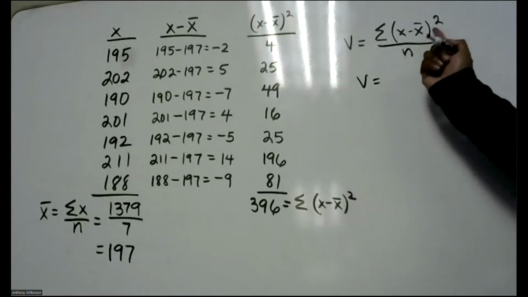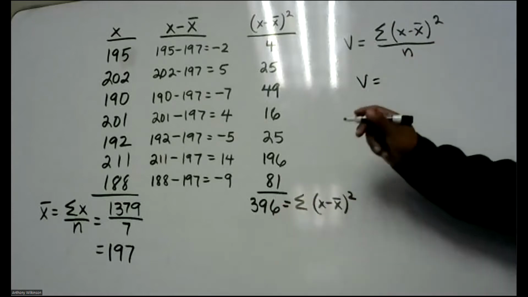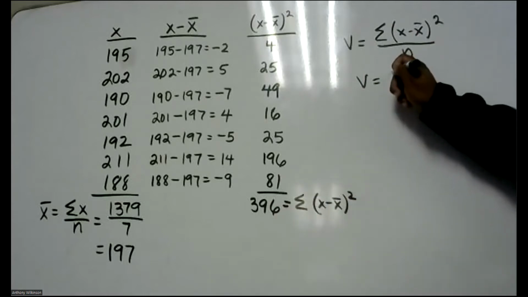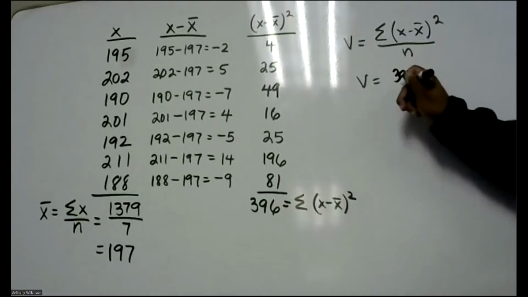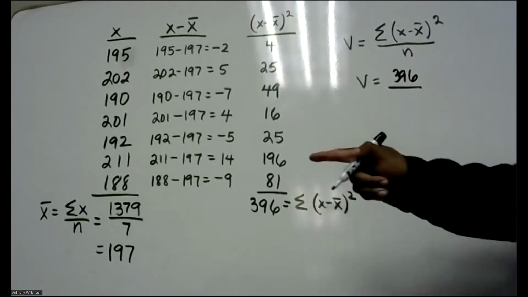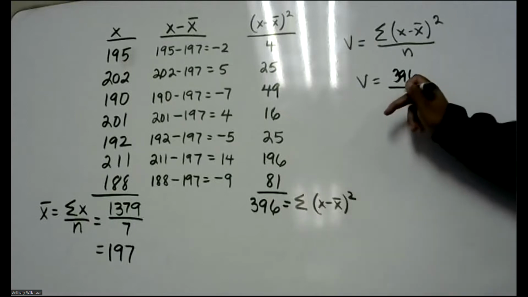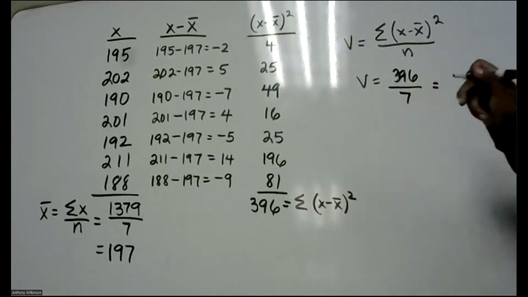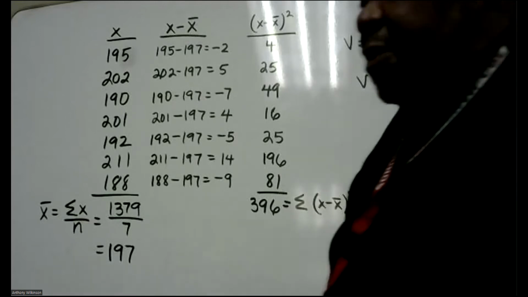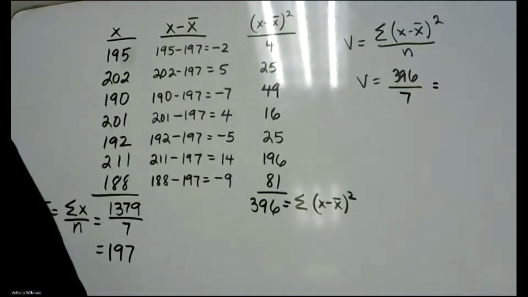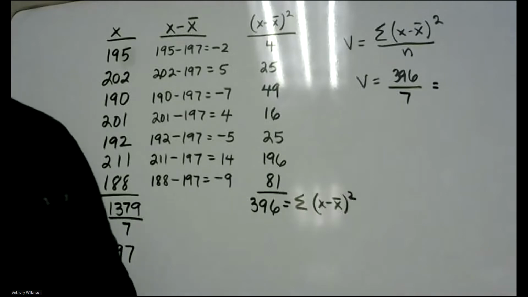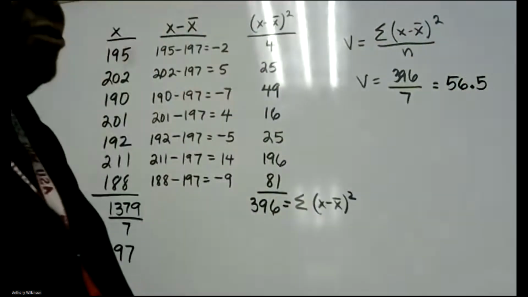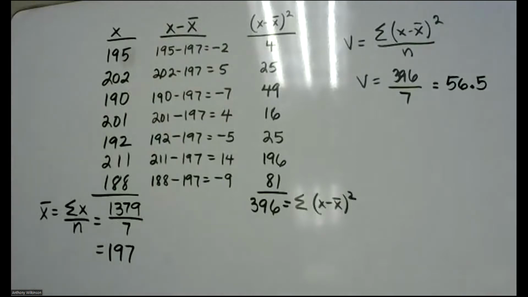So the sum of the x minus x bar quantity squared, that's this number 396, divided by n, that's the number of data values that we have, that's 7. So 396 divided by 7, to one decimal place, we'll say 56.6. So this right here is your variance for this data set.